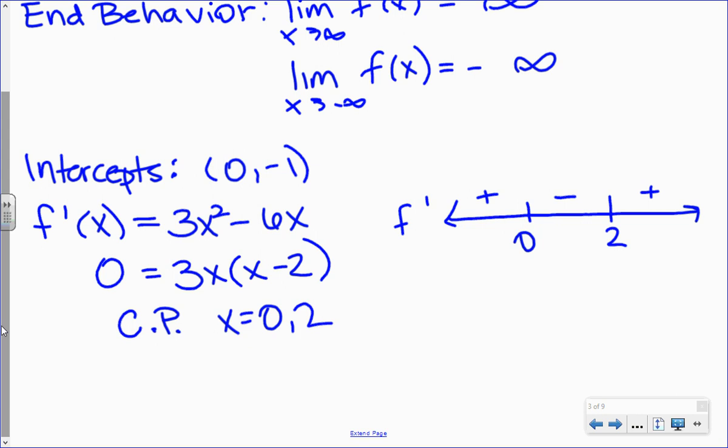What's happening at x is 0? Maximum. We have a maximum. So let's go ahead and label that. We have a maximum at x is 0, and we already know that when we plug in 0, we have -1. So our y-intercept is also a relative maximum. What's happening at 2? We have a minimum.